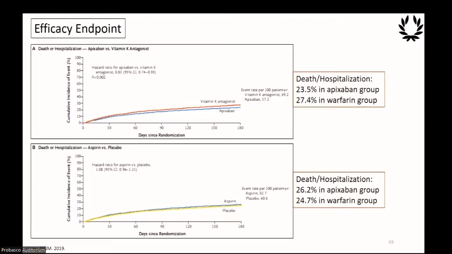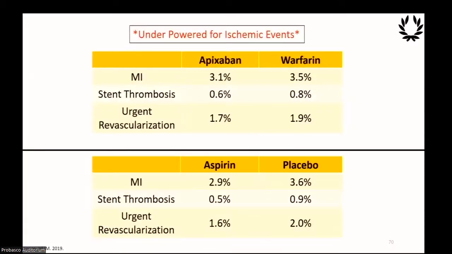Now, switching gears over to the efficacy endpoint, specifically to the combined endpoint of death and hospitalizations, there was a statistically significant difference between apixaban and warfarin, with apixaban having a lower incidence. However, there was not a statistically significant difference between aspirin and placebo. And so concerning the ischemic events combined with death or just stent thrombosis, there was not statistically significant difference between apixaban or warfarin. And so when looking at the aspirin versus placebo, there was less incidence of stent thrombosis with aspirin versus placebo, but again, it wasn't significant.